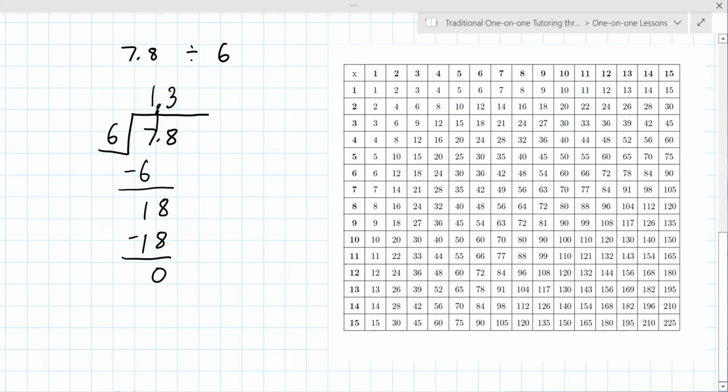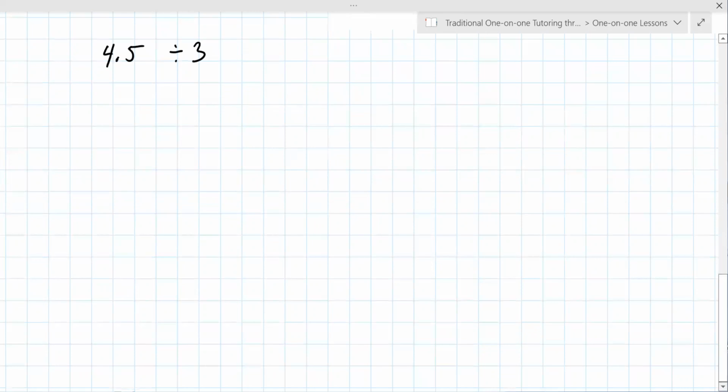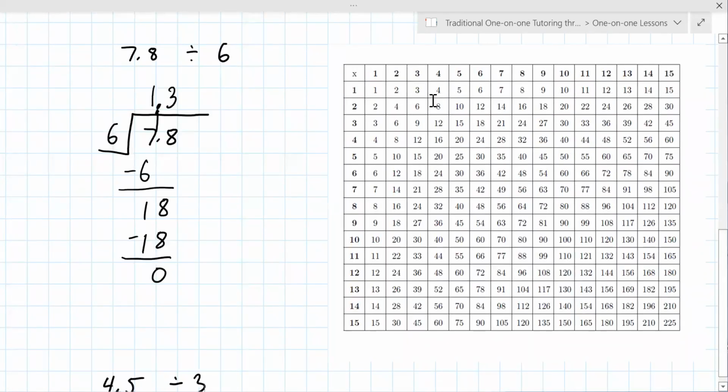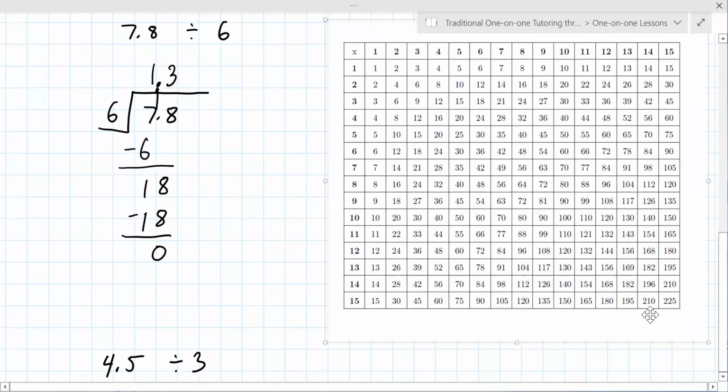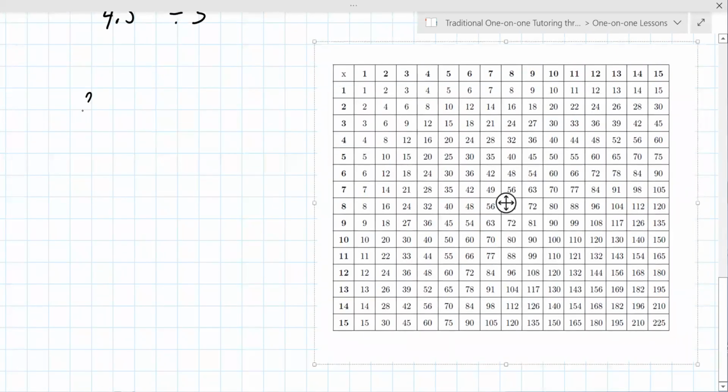Let's do a few more. Okay, you ready for another one here? Yeah. I mean, you're really close. It's just we've got to get this one: 4.5 divided by 3. Grab that table. So 3 goes outside the house, and 4.5 goes inside the house.